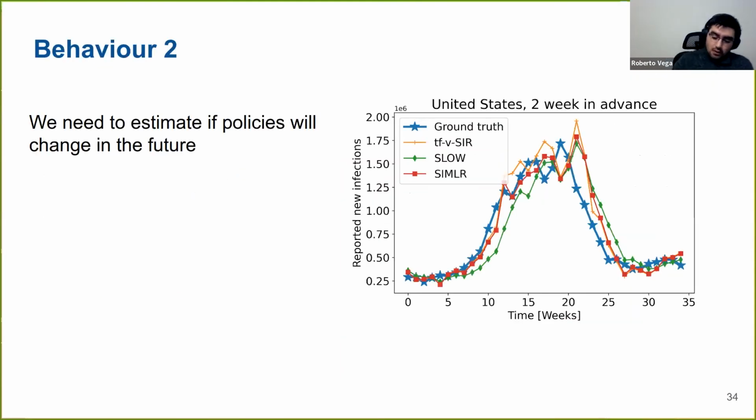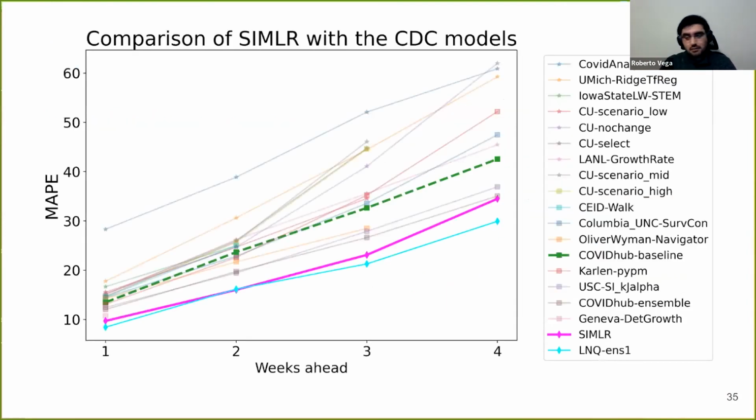Now, so far, we have compared this model against our own baselines. An interesting question that we had is, how well do we perform against the rest of the world? Because there are many research groups that are looking at this same question. So we made a comparison between our model, the SIMLR model, and the rest of the models that have been submitted to the CDC, the Center for Disease Control, in the US. And we made a comparison among all of these models. And it turns out that we do very, very well.